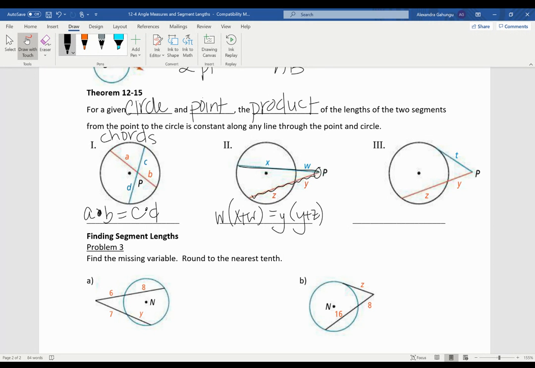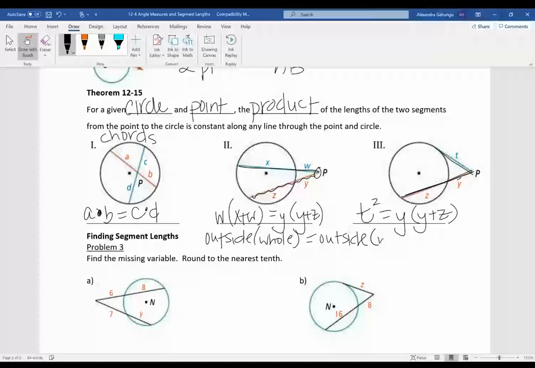And the third one, we've got a tangent and a segment here. So it's going to be the tangent squared. Well, it's tangent times itself equals outside, which was y, the outside part of our segment, times the whole segment. So the whole segment is y plus z. So for the chords, it's part times part equals part times part. For these other lines, we've got outside times the whole equals outside times the whole.